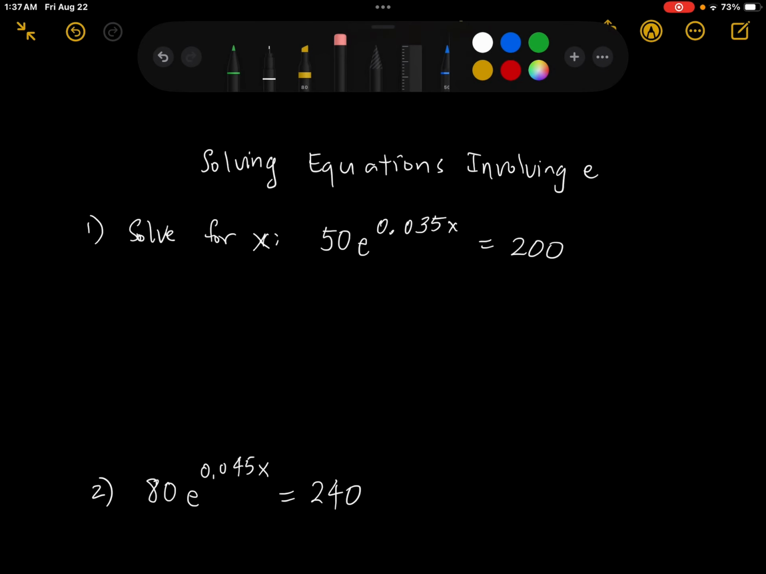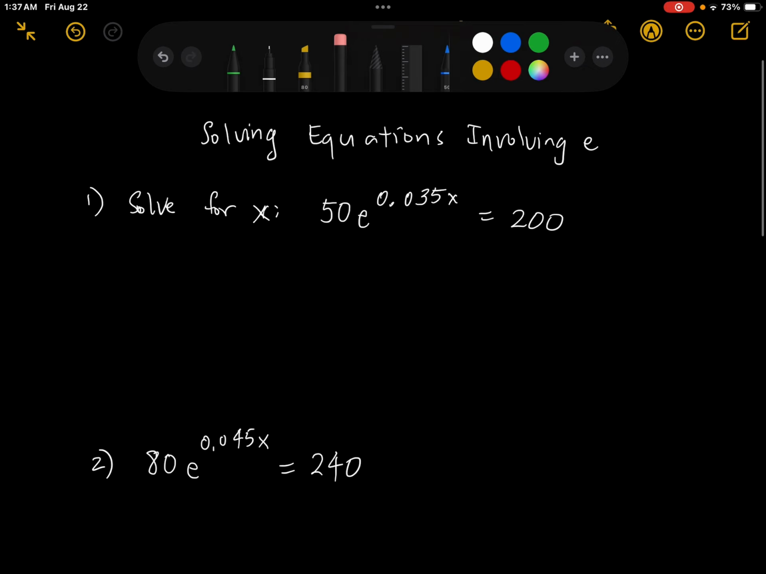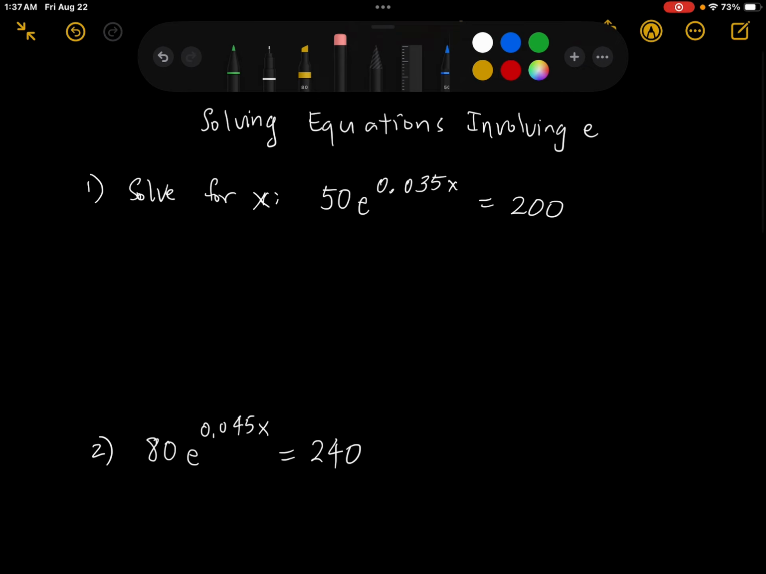In this video, we're going to do some examples of solving equations involving e. Generally, the strategy is to get the e raised to something involving x by itself. So here, in all these problems, we have x in the exponent. For number 1, we have 50 times e to the 0.035x equals 200. To get the e to the power by itself, let's divide both sides by 50.